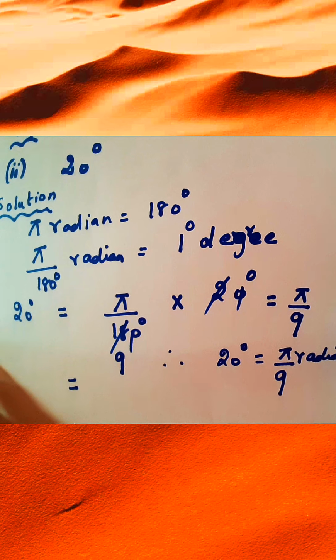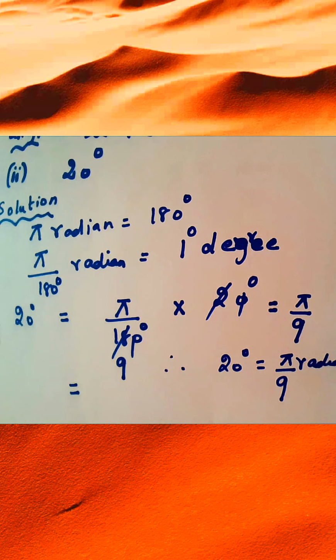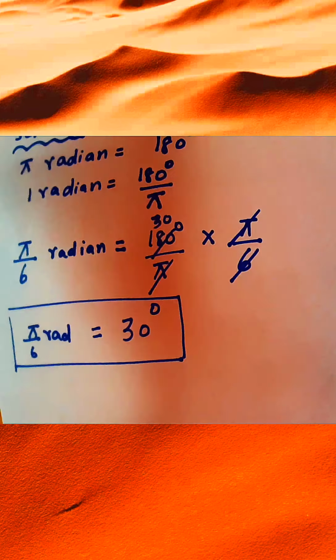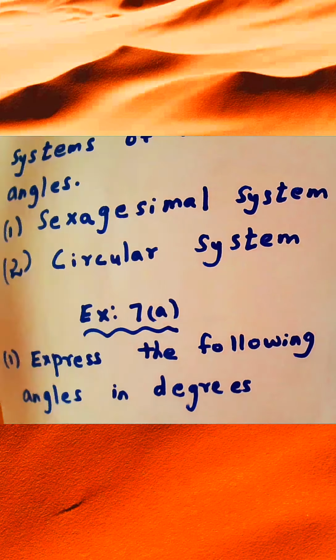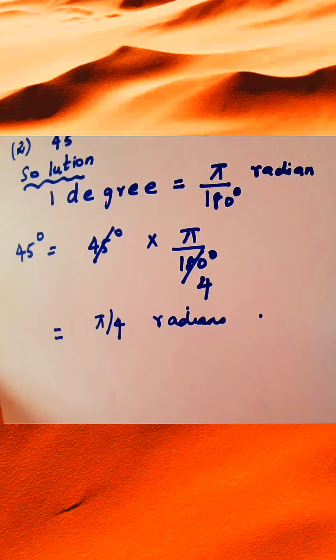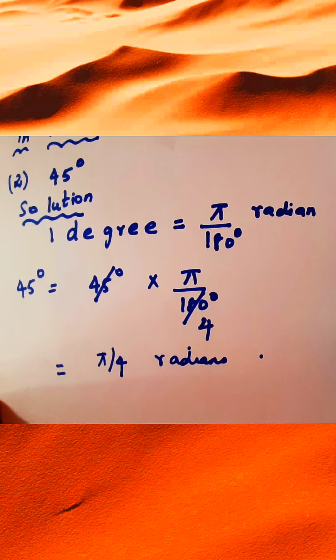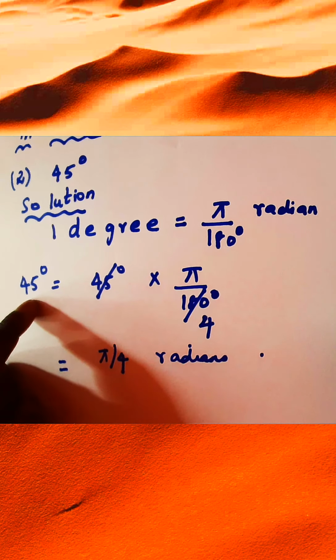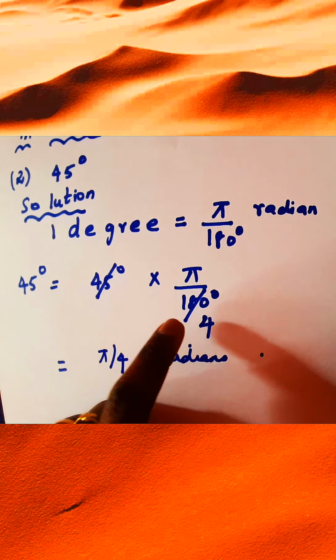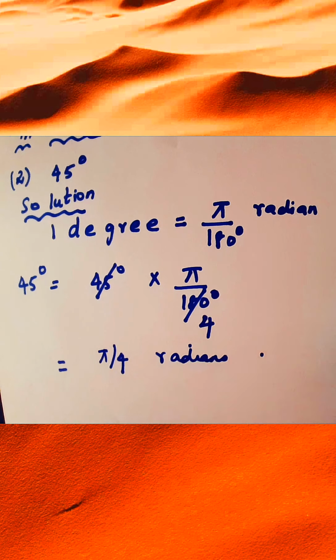You can have a look at how we have done it. And then we also did one more problem on this. We expressed 45 degree into radians. So we did 45 degree multiplied by pi by 180 degree, which will give you pi by 4 radians.